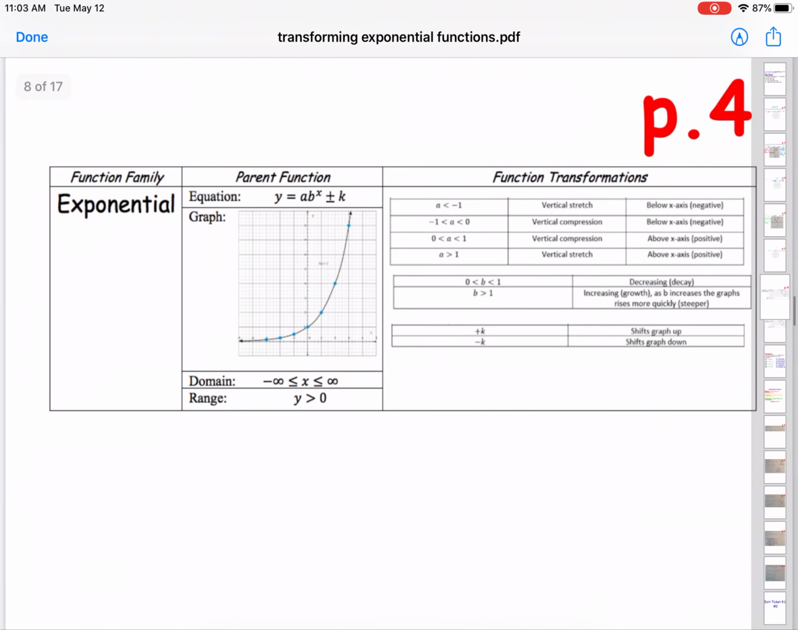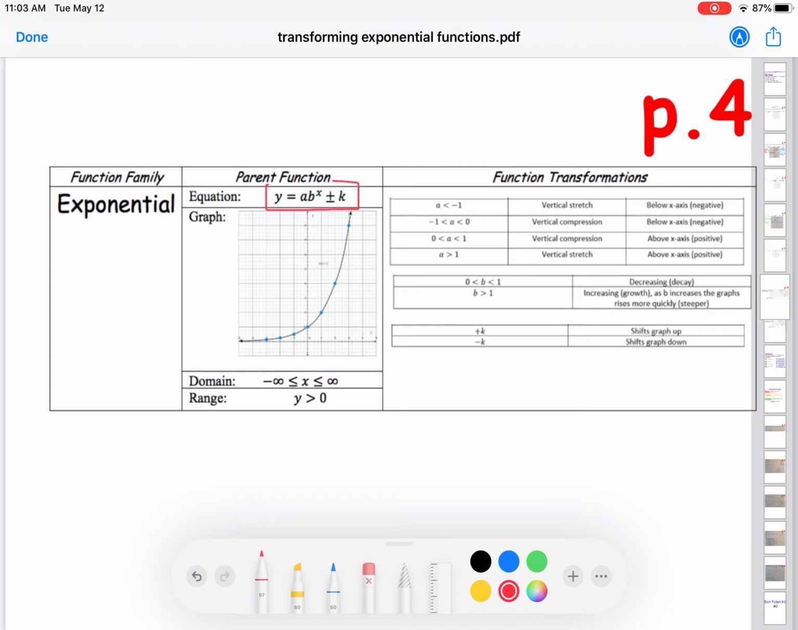So all of these results are summarized in this table on page 4. You'll notice that the setup of this chart is the exact same setup as our linear functions. So again, today we're talking about our exponential function family. This is our parent or our original function, y equals a times b to the x plus or minus k. So our original graph here of y equals, I believe this was 2 to the x, would look like this. Our domain is all real numbers because I could have any x value I want, but our range is just y is greater than 0 because our y values are all positive but not including 0.